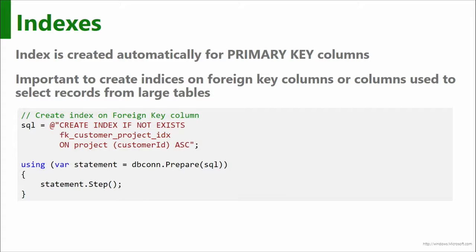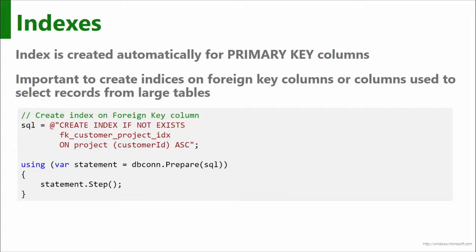On primary key columns, the primary key is an index, so you already get it. Doing select from customers where customer ID equals XYZ, you'll get a quick lookup from that. Again, that's a primary feature of a relational database.